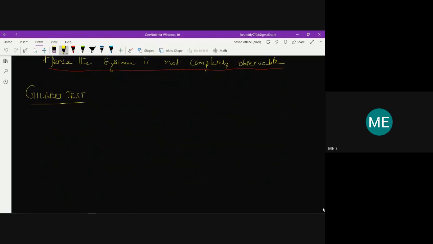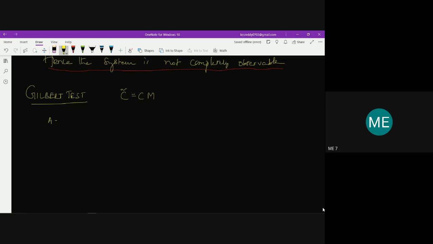So as we told, we need to find out the vector C matrix, which is equal to C into M. The C matrix is obtained from the output equation, and M is the model matrix.